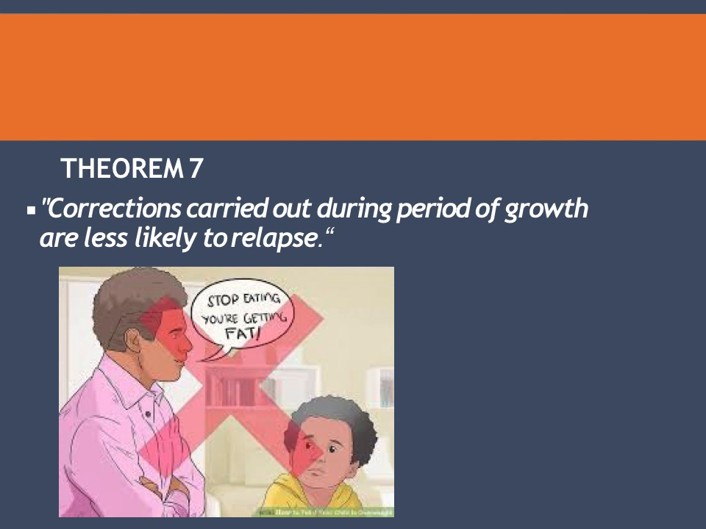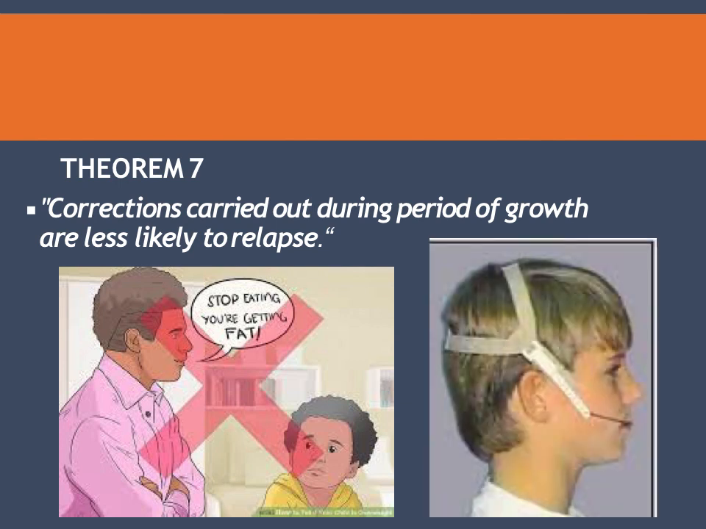So your theorem 7 is actually telling you to do treatment during the growth period. That's why it's said to be a good idea. It's actually easier to do treatment when the growth is still present. Adult orthodontics is a difficult and challenging braces treatment for both the orthodontist and the patient. So this is also advocating that you go ahead with interceptive and preventive orthodontic treatment rather than corrective and surgical orthodontic treatment. So we move on to theorem 8.